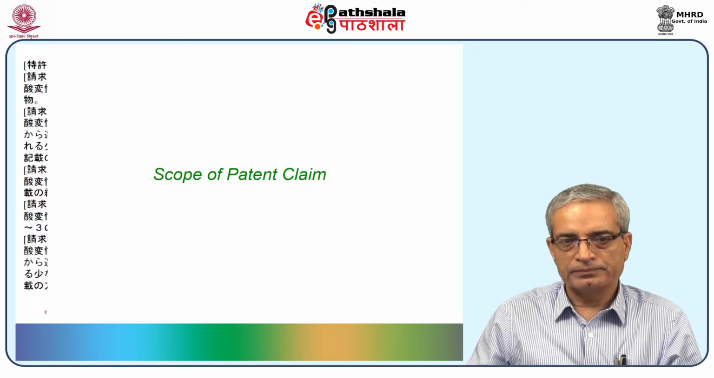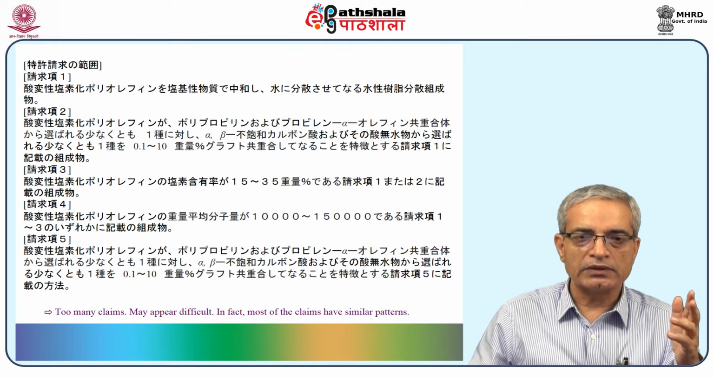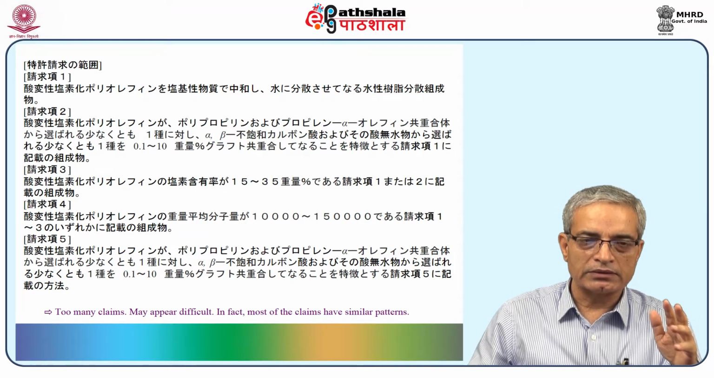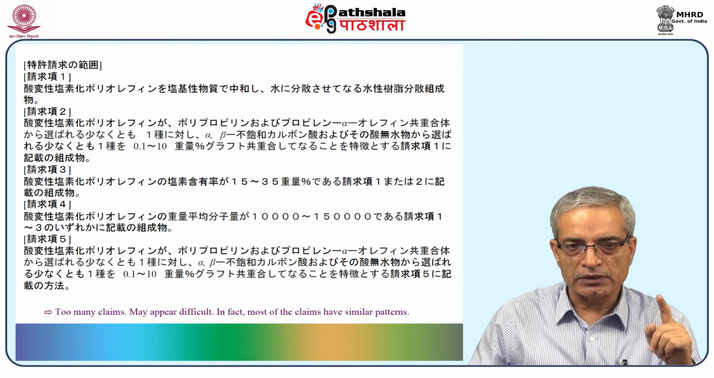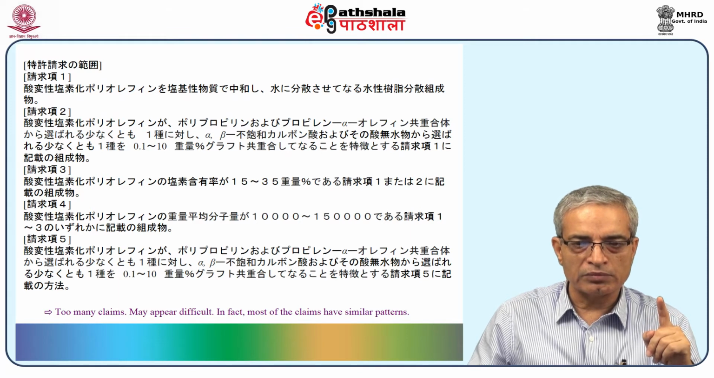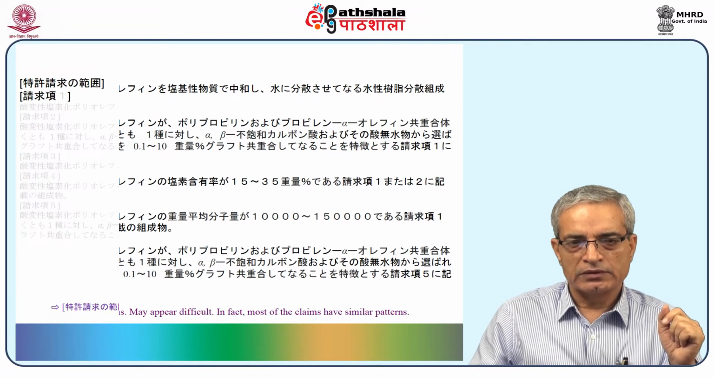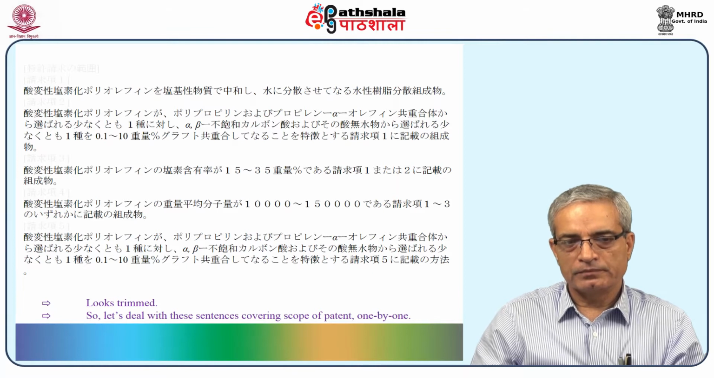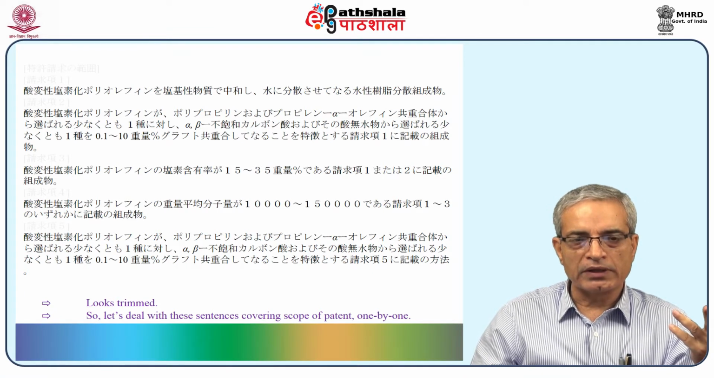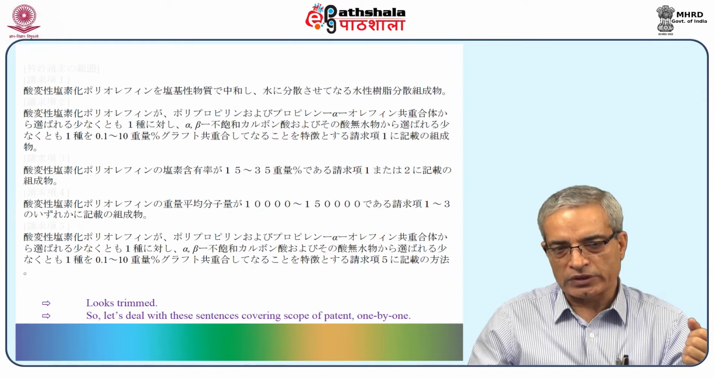Scope of patent claim. If you look at this, it looks very black. Even the visibility is an issue. Can we simplify it? There are too many claims, and it may appear difficult. But let's see the next slide. We are trimming it down. Scope of patent claim. This slide looks too complicated, too black, too many Chinese characters. Let's try to do something with this.